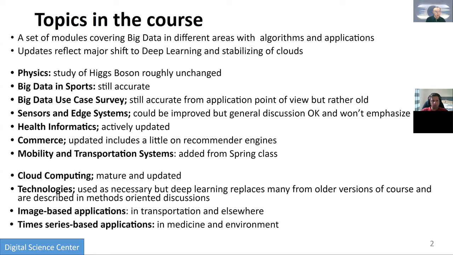Now the topics we will discuss, the first two are pretty old. Physics, which was the discovery of the Higgs boson at this accelerator in Switzerland, CERN. And actually, as far as I know, it's still pretty accurate. And so we will just use those old slides. There is one which is a little more updated than that, but still old, which is called Big Data in Sports. As far as I know, that is still pretty accurate. So we'll use that. And there's one very broad survey, which is still very accurate from the things it surveys, namely the types of applications, but it is not accurate in terms of their status. However, this was done in a government project I was part of, and as far as I know, nobody has ever redone it. So it's still as accurate as is available.